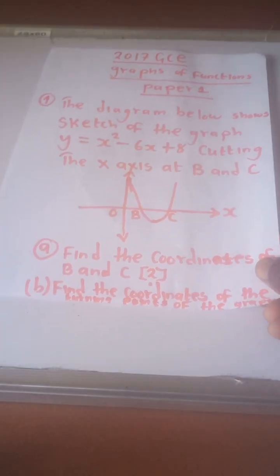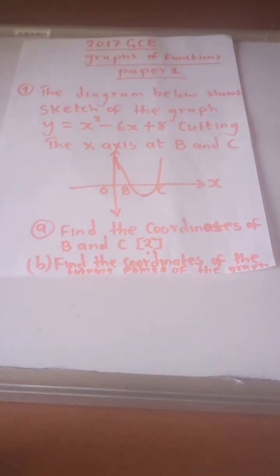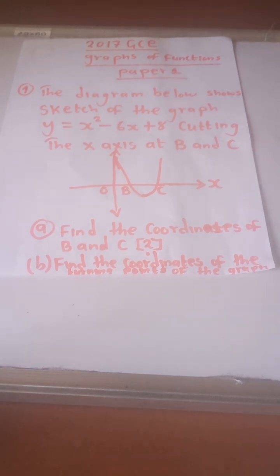We go to question B. What is question B saying? Question B is saying, find the coordinates of the turning points of the graph.